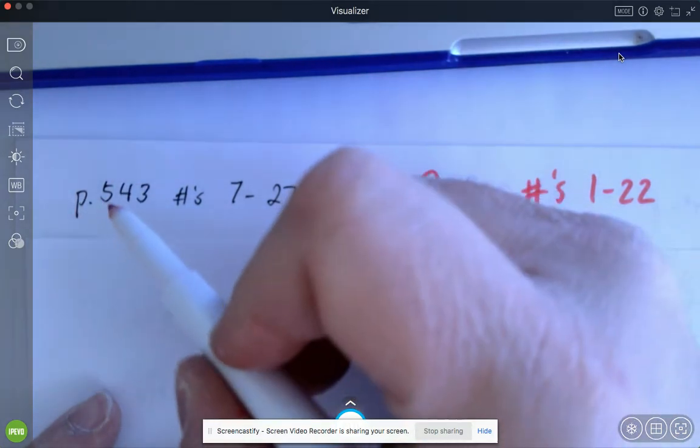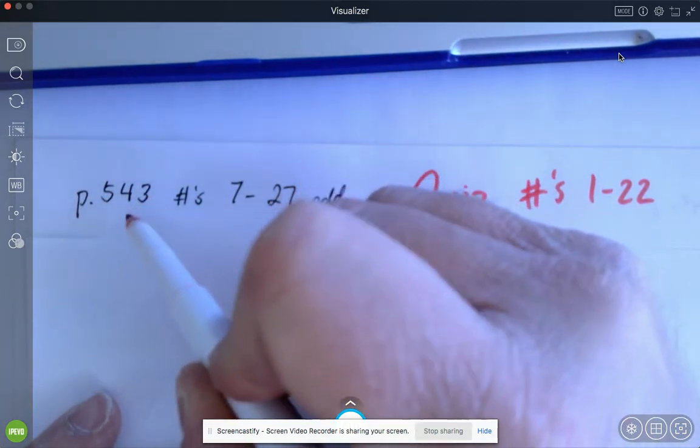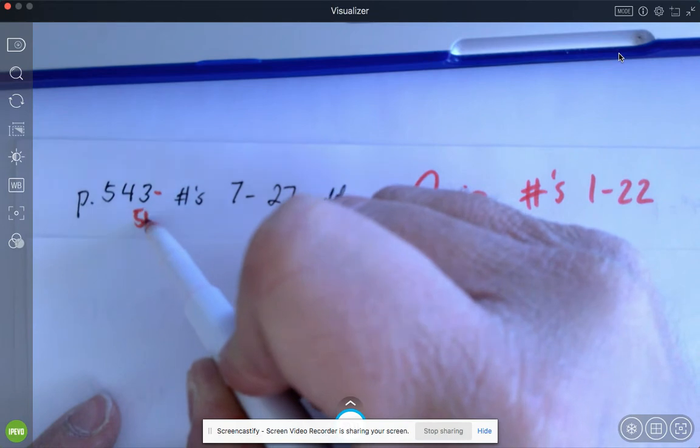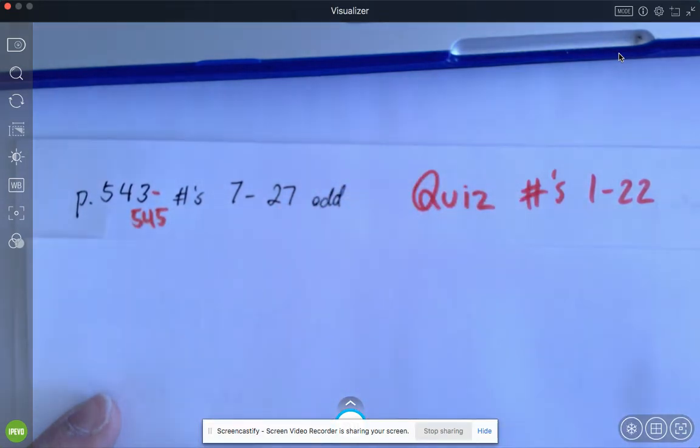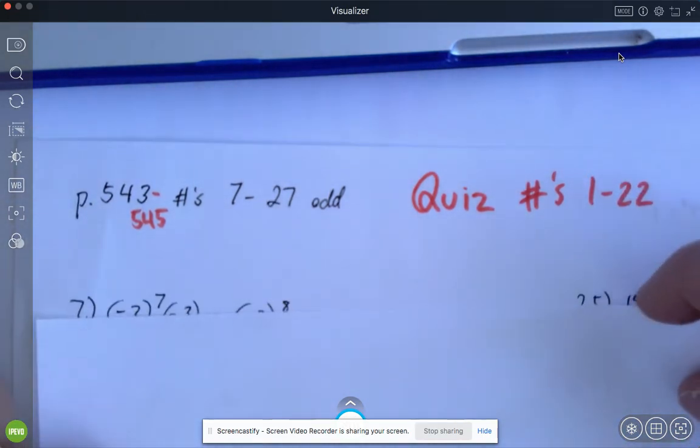So you had page 543 to page 545, I think it was, numbers 7 to 27 odd. So here goes. So I'll go through one at a time here.